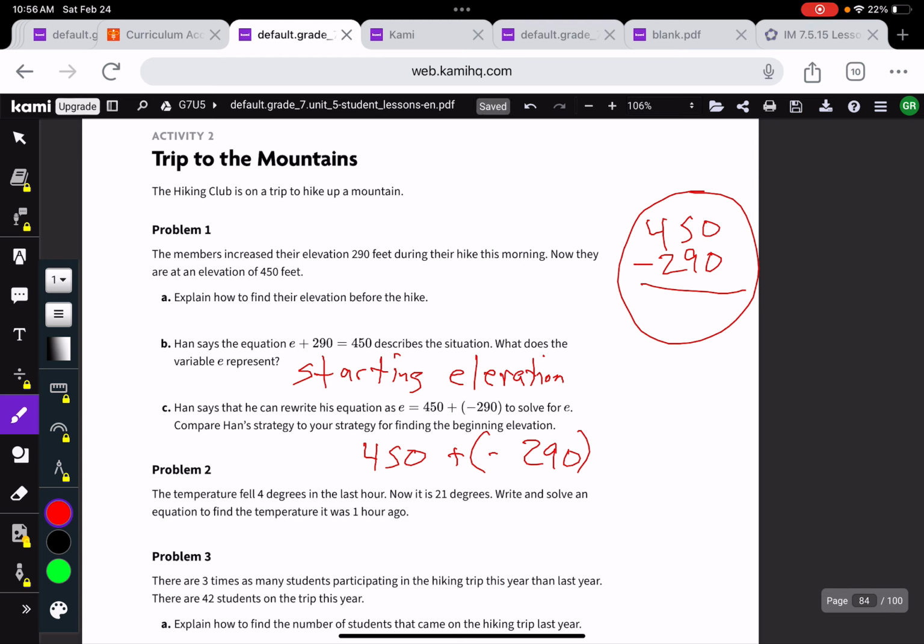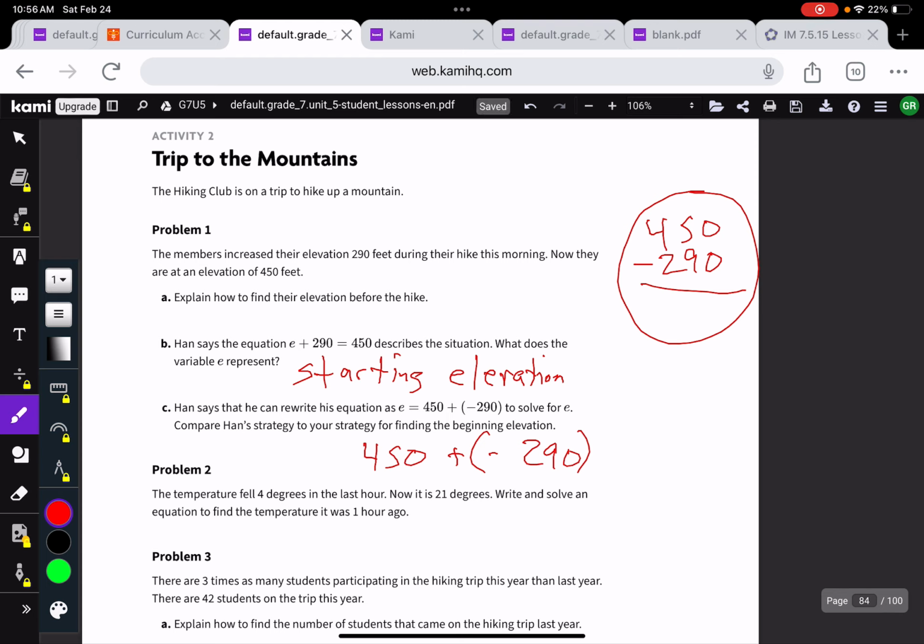The temperature fell 4 degrees in the last hour. So in 1 hour, it went down 4 degrees. Now it's 21 degrees. Write and solve an equation to find the temperature it was 1 hour ago. So the temperature, let's call it X. Or let's just say T, but T often means time, but who cares? We could choose Q for all we care. The temperature fell 4 degrees. So the temperature was something. It fell. It went down 4 degrees.